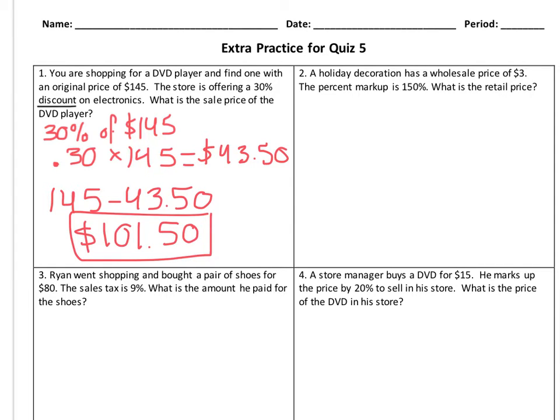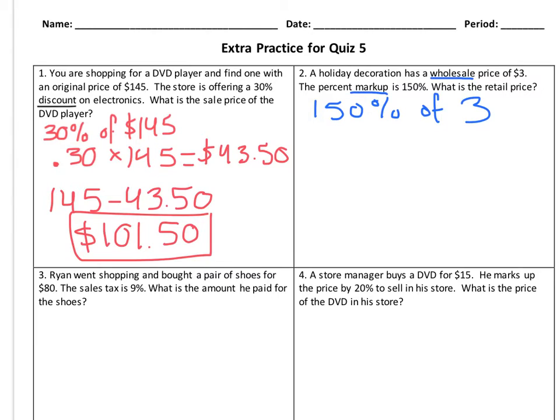The percent markup is 150%. What is the retail price? All right, so keywords for me are wholesale and markup. That tells me it's a markup type problem, and I'm going to need to add. So I need to find 150% of $3. That's my first step.